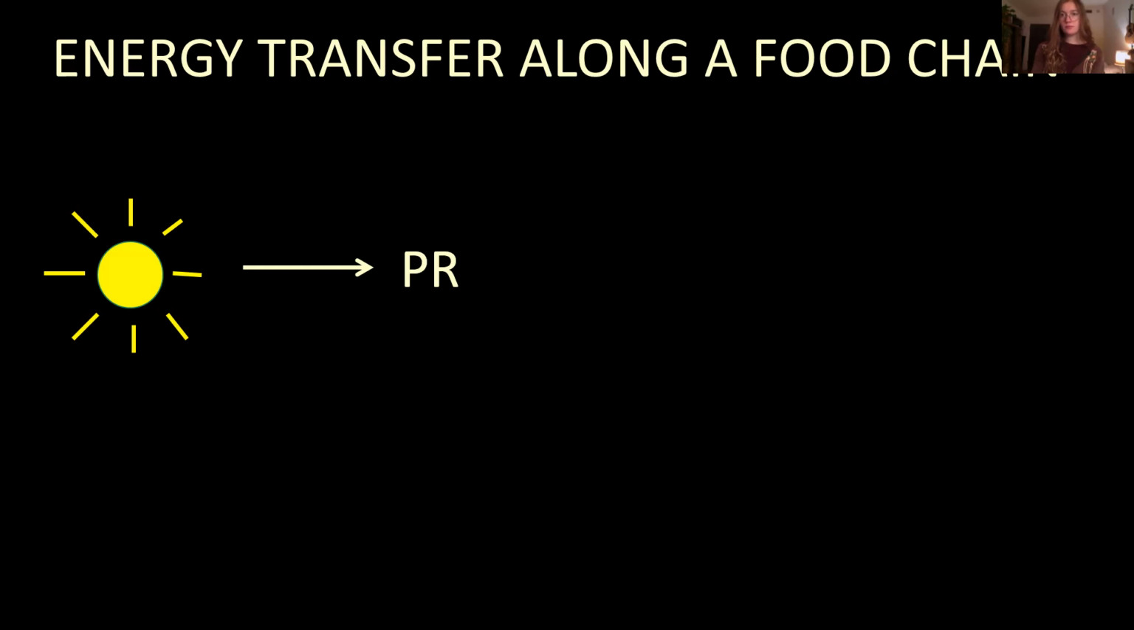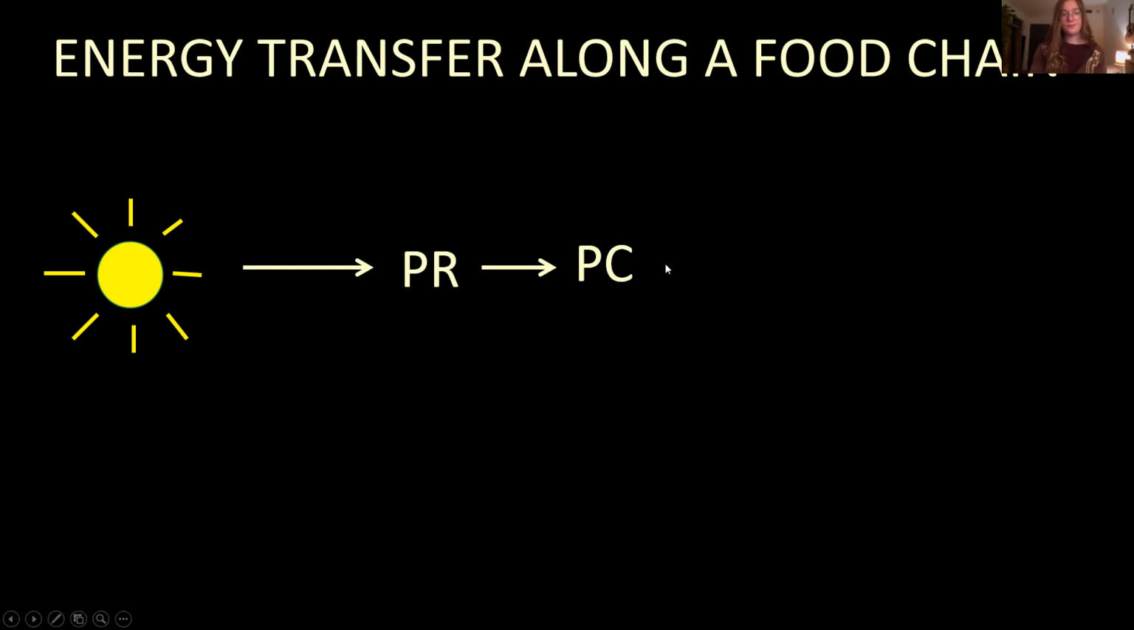Then the next trophic level would be the primary consumers. They eat the producers, and the energy that they get is energy that was stored as the chemical energy in the molecules of the producers that they eat. So they digest that food, they break down those big molecules, and the energy that was represented by the chemical bonds holding those molecules together is released to allow them to go ahead and use it for their metabolism.